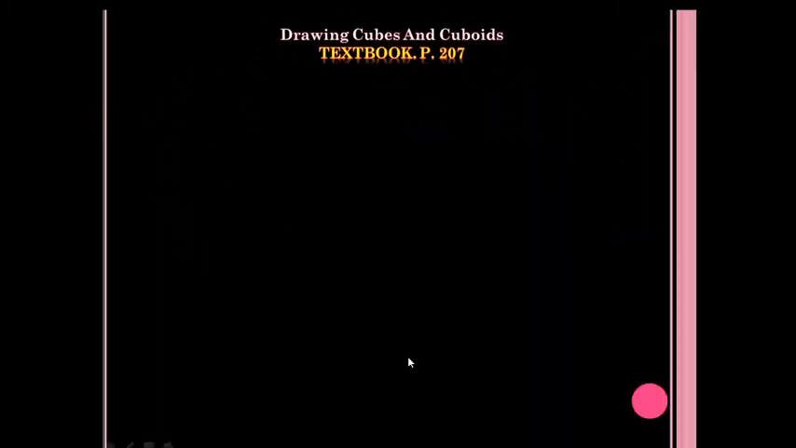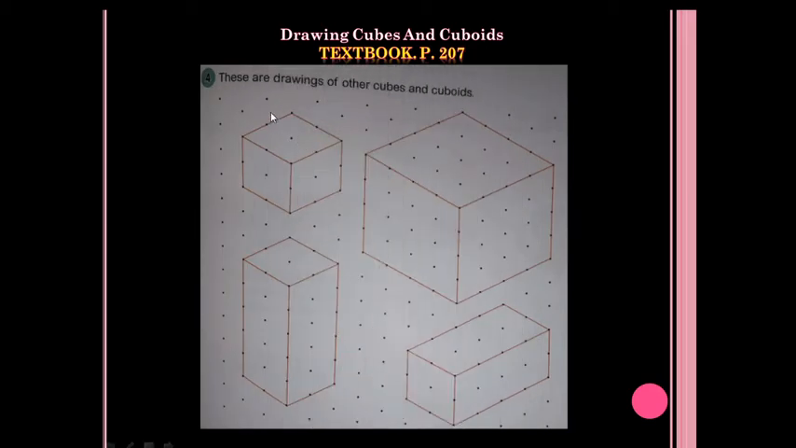Next, textbook page 207. These are drawings of other cubes and cuboids. Now let's count the units. Look at this. This cube has 1, 2. The width is 2 units, and the depth 1, 2, 2 units, and the height also 2, 1, 2.